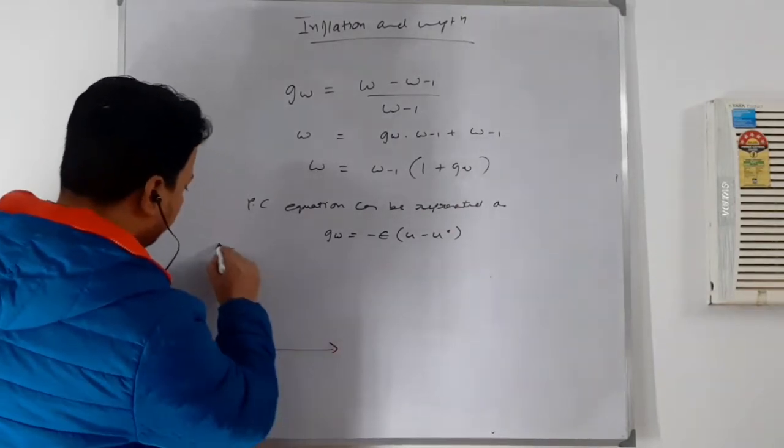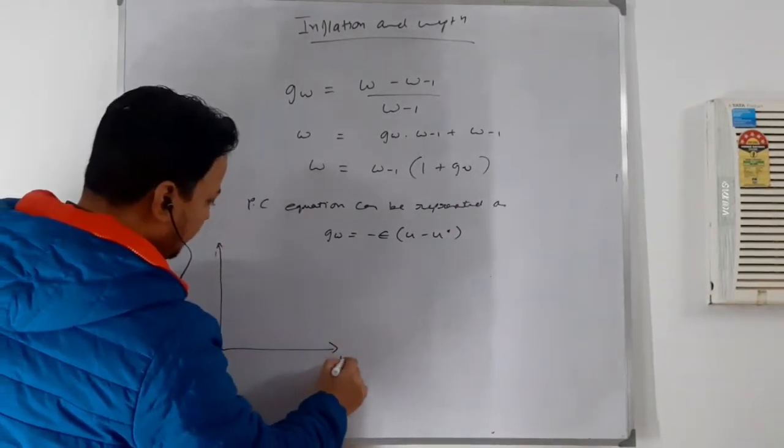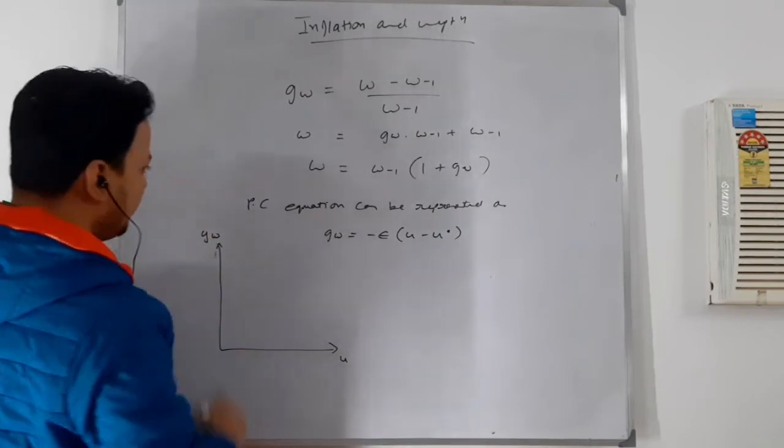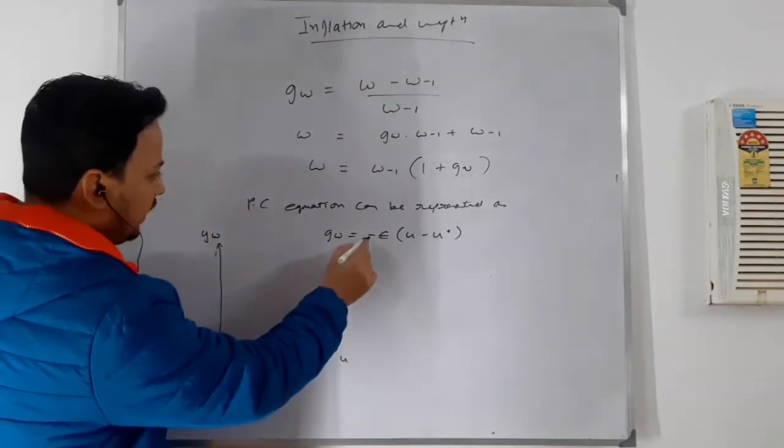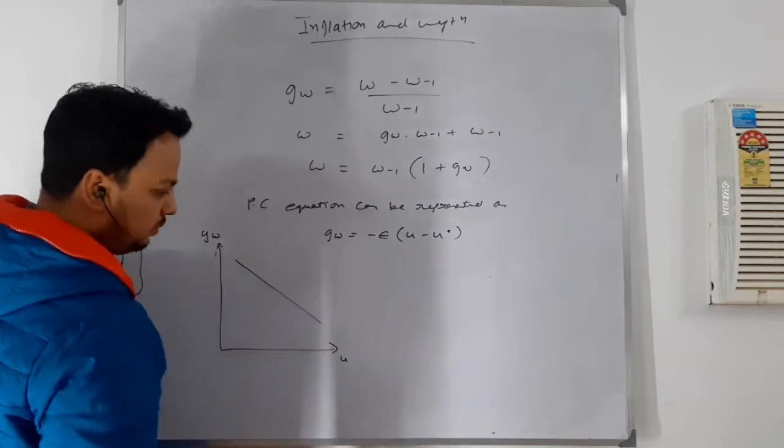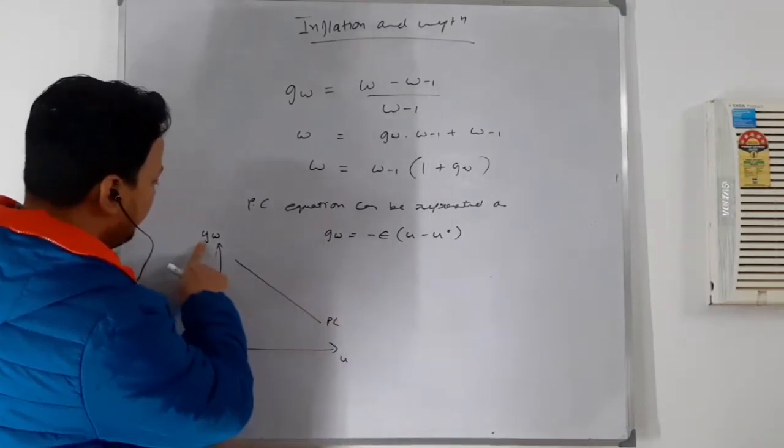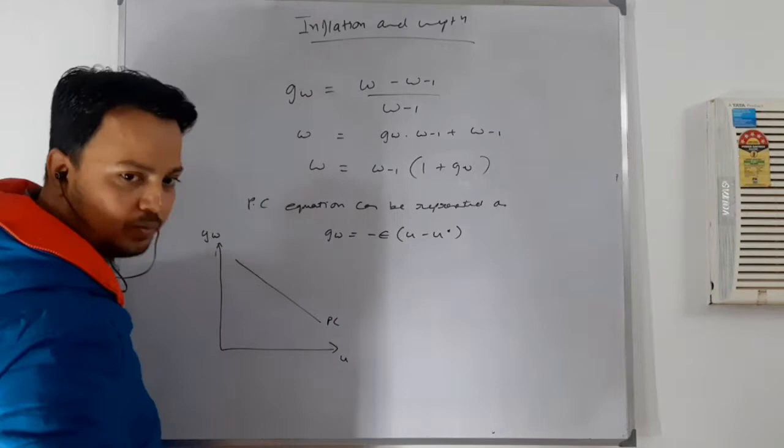I have drawn the graph. Here you have taken unemployment, here you are taking wage inflation. The negative sign shows that there is a negative relationship between wage inflation and unemployment.